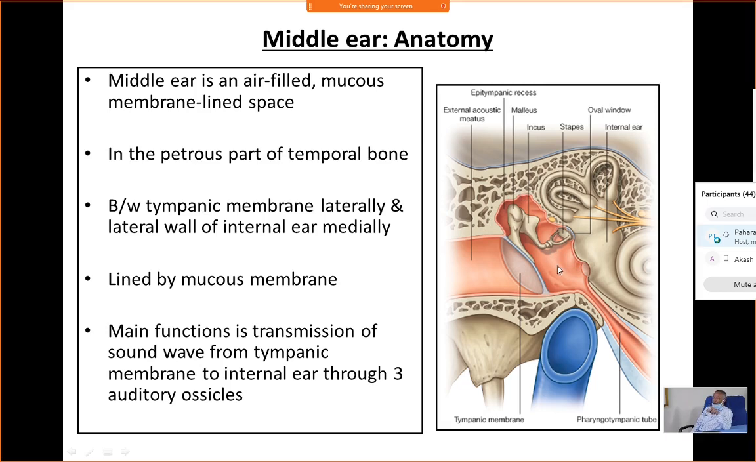So the middle ear cavity lies between the external ear and the internal ear. So this is the internal ear, and it is between the external and internal ear. The main function is transmission of the sound wave. Sound waves come through the external acoustic meatus and strike the tympanic membrane, which moves. Then the sound wave is transmitted as a mechanical wave through the bones of the middle ear cavity, and it is ultimately transmitted into the inner ear, which converts it into a wave in the fluid.